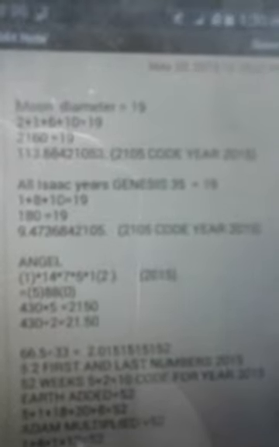I'd like to bring your attention to the top of this page, which is moon diameter divided by 19, taking the diameter of the moon divided by its numerical value. 2, 1, 6, and 10 actually gives you 19. Divide 2160 by 19.